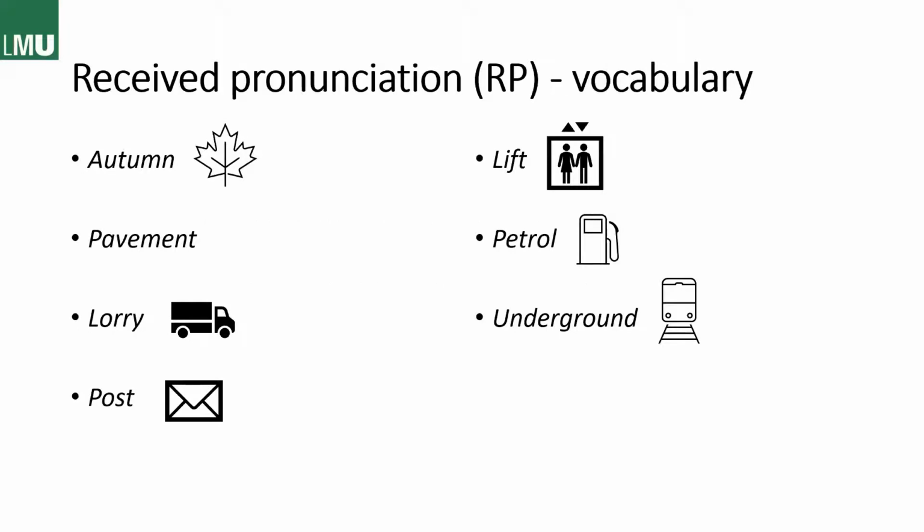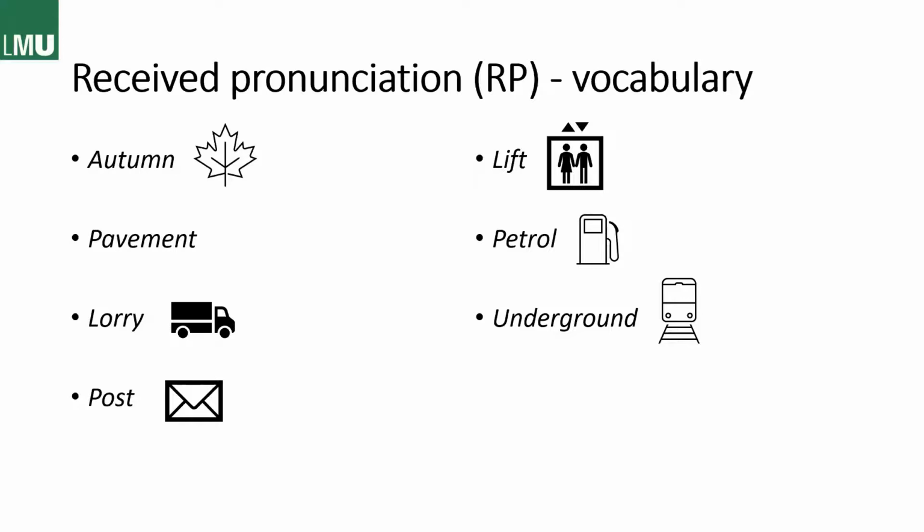You also have vocabulary differences in RP. So I'll just go through the list and try to explain. It feels a bit like a taboo game. So we have the season that comes after summer is called autumn in RP. The space where you walk along the road is called pavement. The big vehicles that goods are transported in through the country are called lorries.